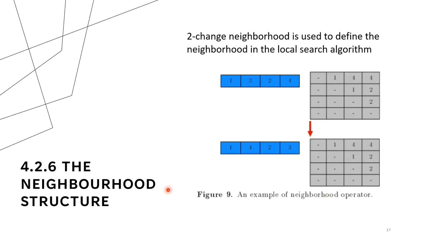And now we talk about the neighborhood structure. Two-string neighborhood is used to define the neighborhood in the local search algorithm. First, we select a submatrix randomly. Then, two different cells are selected randomly, and the numbers in these cells are swapped. Figure 9 shows a neighborhood in which submatrix 1 changes in chains 2 and 4.